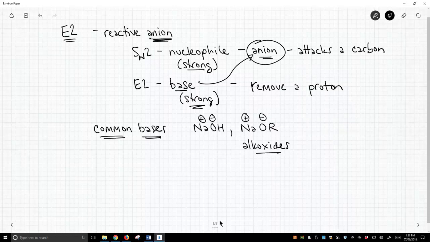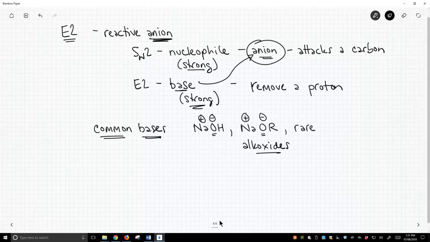Sodium hydroxide has close family members, the alkoxides. And at their heart, alkoxides are really bases for the same reason that hydroxide is a base. Hydroxide has this localized O-. Alkoxides have a localized O-. So they're very similar in terms of bases.